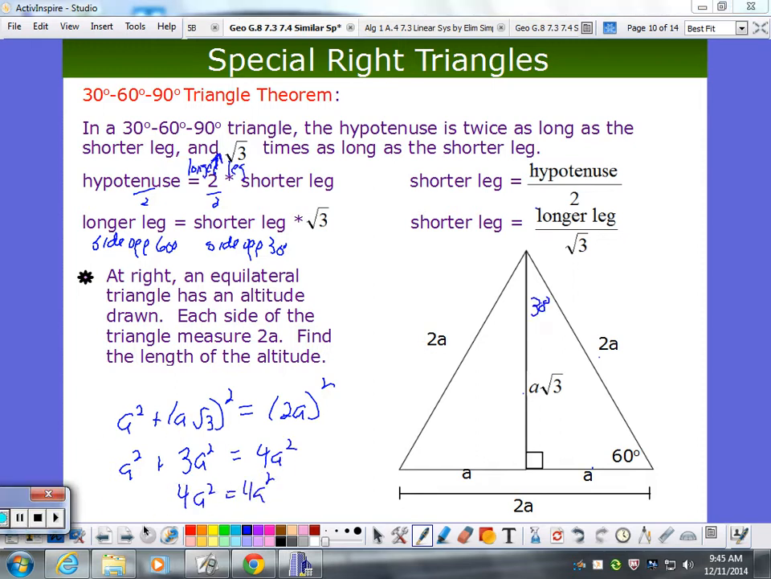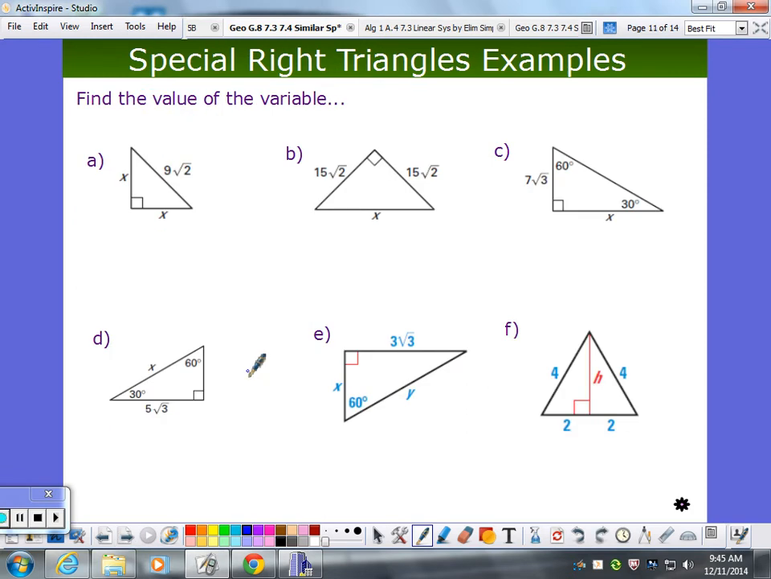Okay. So let's see, what do we do with this? So the idea with this is now you're not going to sit there and use the Pythagorean theorem every time you see something like this. You're going to remember this, okay? We're not going to use the Pythagorean theorem.